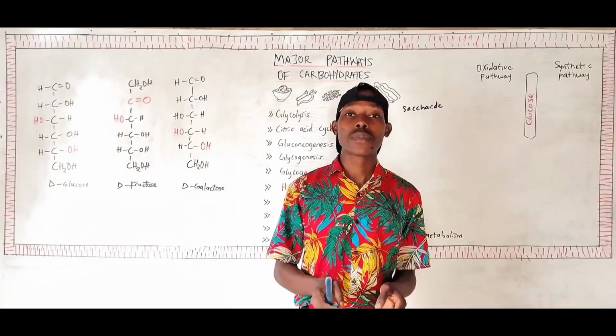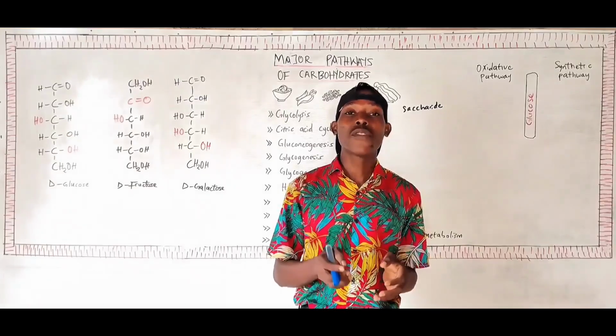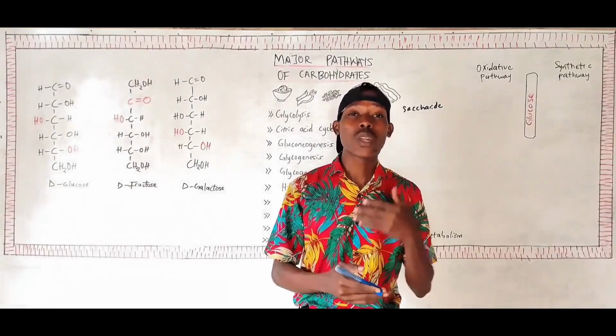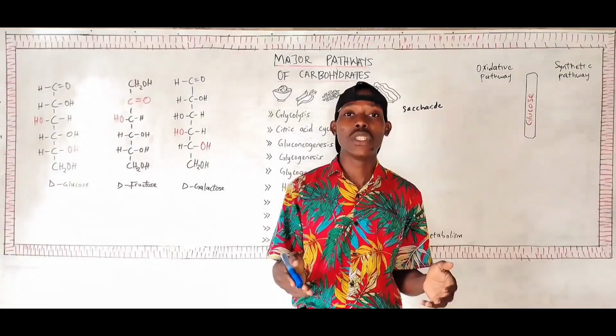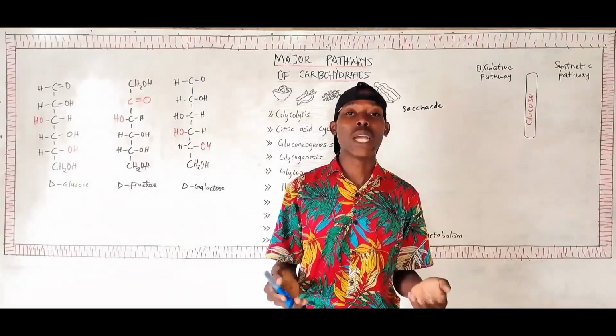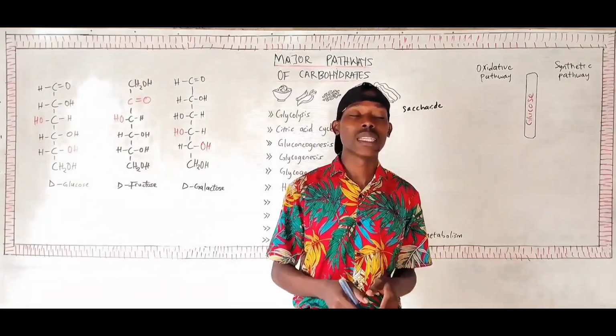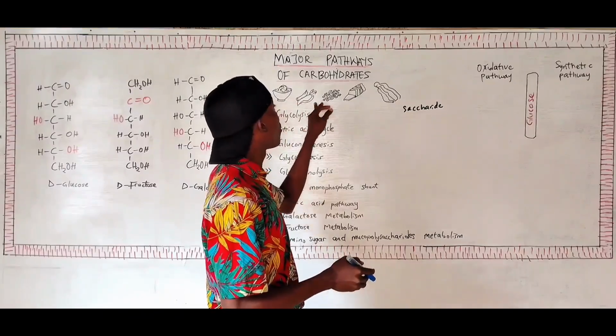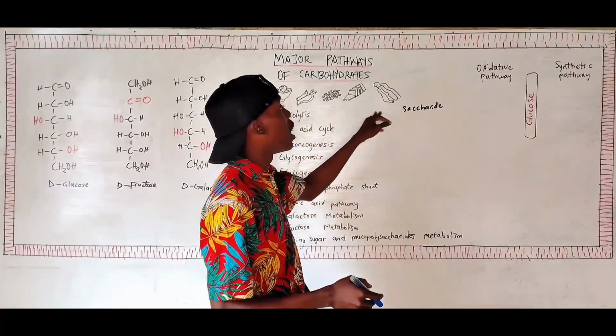So, these photosynthetic organisms are capable of converting solar energy to chemical energy, which are used to make carbohydrates from carbon dioxide. So, examples of carbohydrates are rice, carrots, millet, bread, banana, and so on.